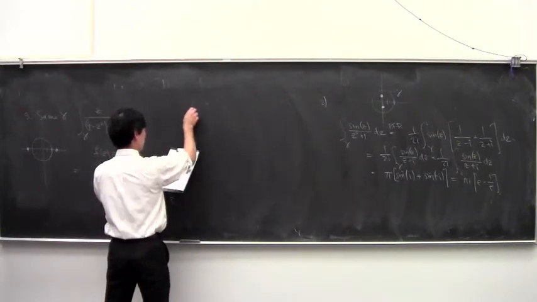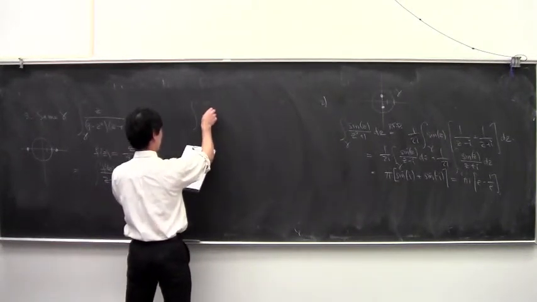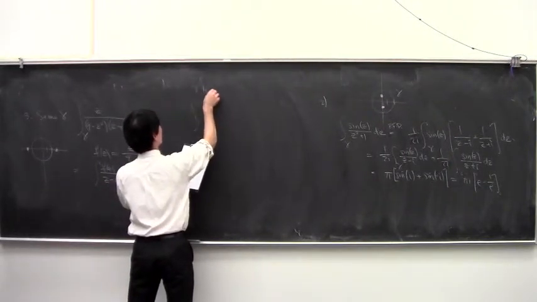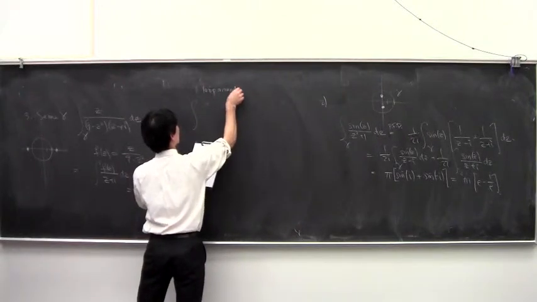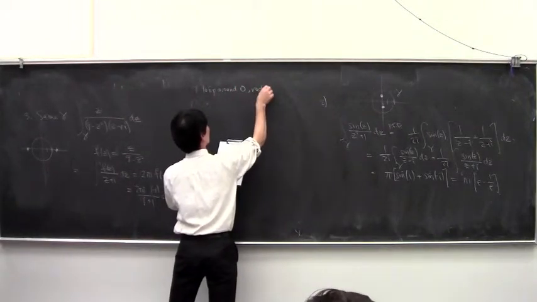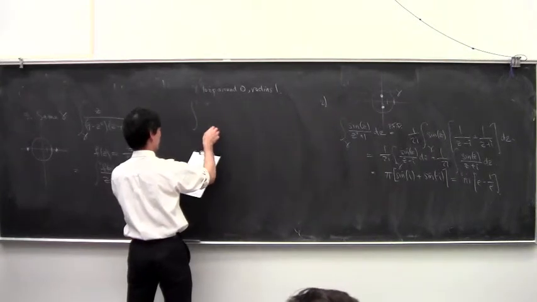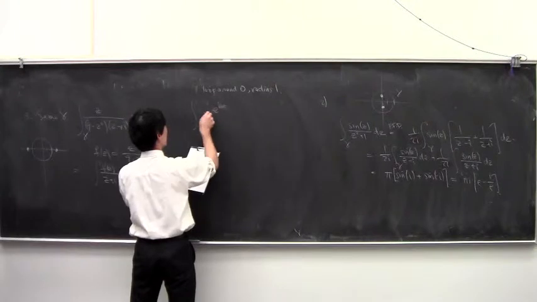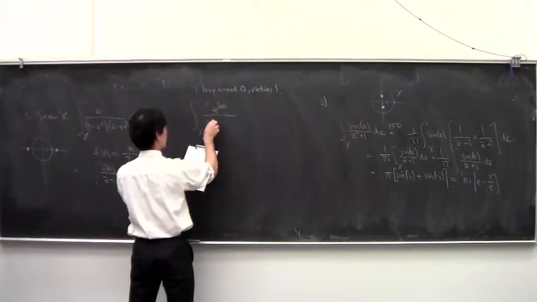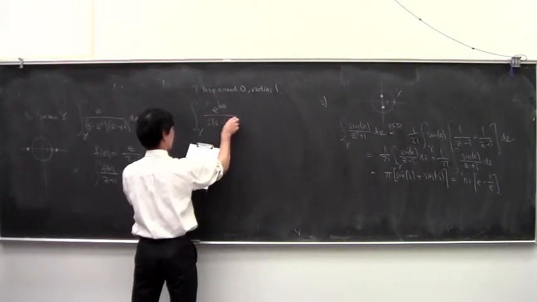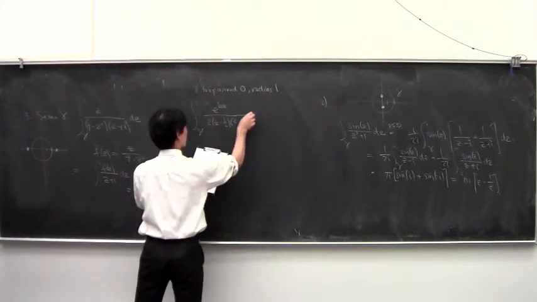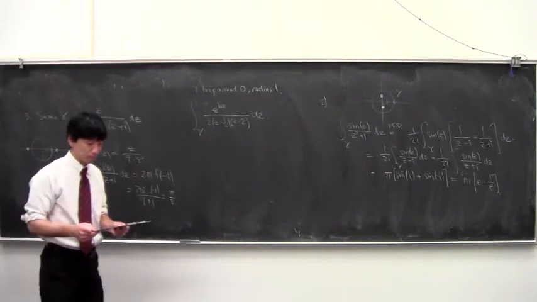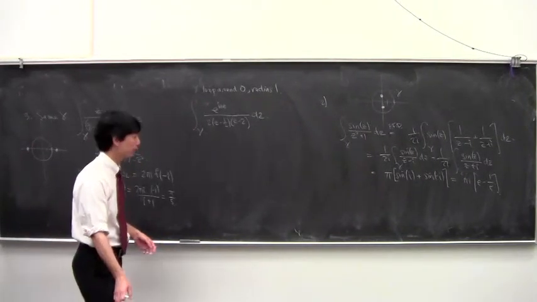Okay. Last one. Let gamma be the loop around 0 of radius 1, and the problem is to integrate e to the i pi z over 2z minus 1 over 2, z minus 2. Take a minute or so.